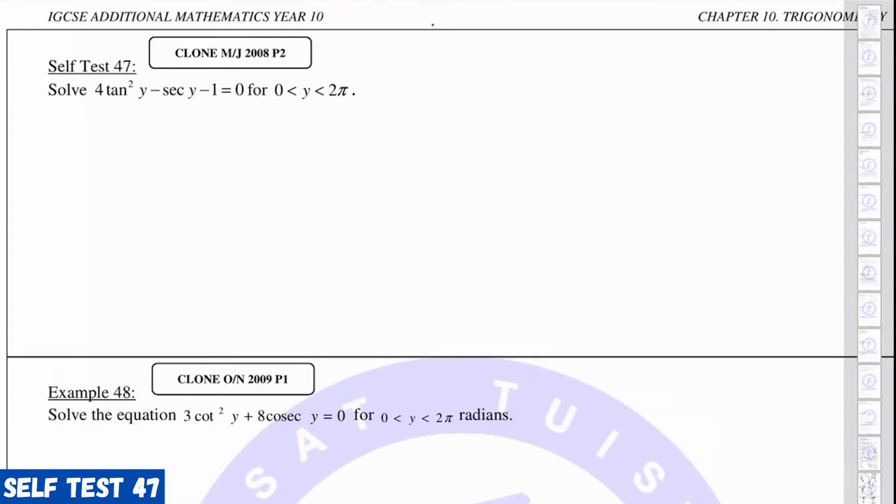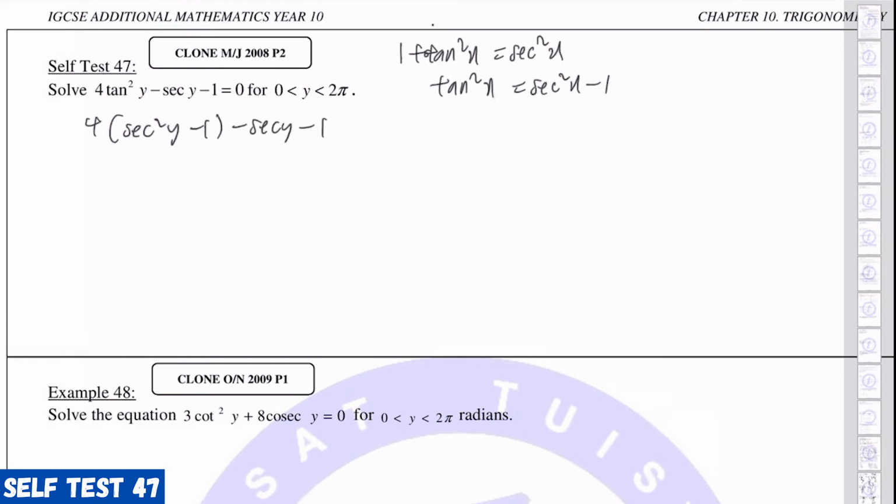Let's move on to self-test 47. So here, same thing like just now, we have a formula involving tangent and secant. So we go back to 1 plus tangent square is secant square. So tangent square is secant square x minus 1. Remember, we change the one involving square. However, this one is y. Just take note, instead of using x, we use y. So this will be secant square y minus 1 minus secant y minus 1 equals 0.